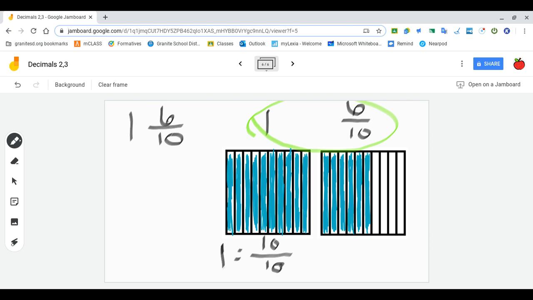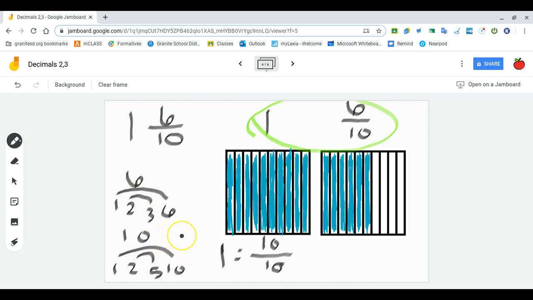And I can simplify it. I won't simplify the whole piece. I only simplify the fraction piece, which is 6/10. And I can do that pretty quick. I just have to make a rainbow for 6 and a rainbow for 10. So my factors are 1 and 6 and 2 and 3. And then for 10, I have 1 and 10 and 2 and 5. And then the common factor, or the number that is on both of these lists, there's only one, and it's 2.